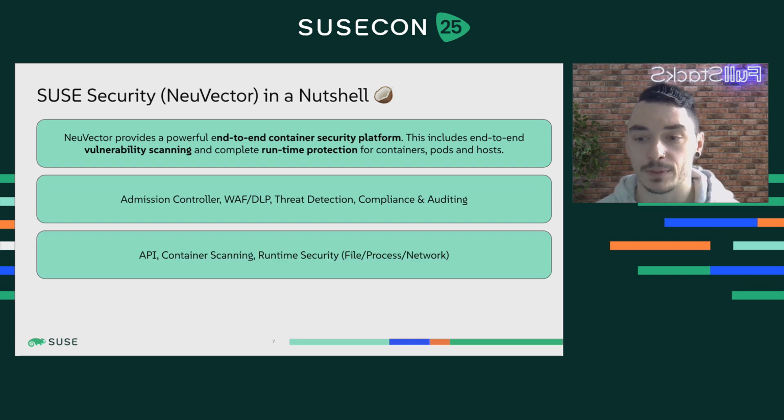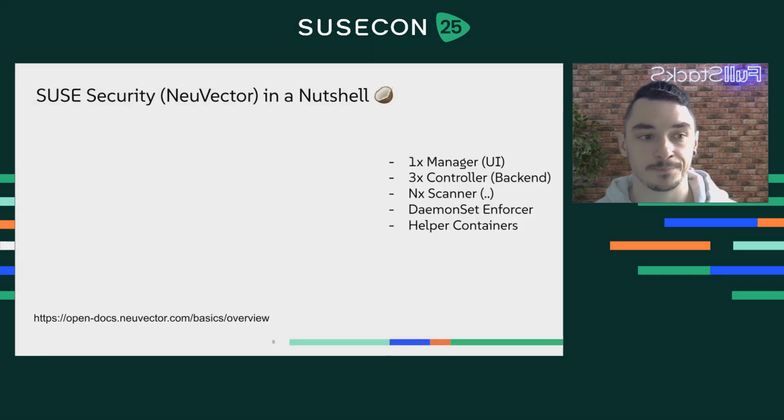It has a great API, so even the UI is configuring all of NeuVector via the API. So everything you can click, you can also do via the API. NeuVector comes with rich container scanning capabilities, and as already mentioned, runtime security on file, process, and network layer.